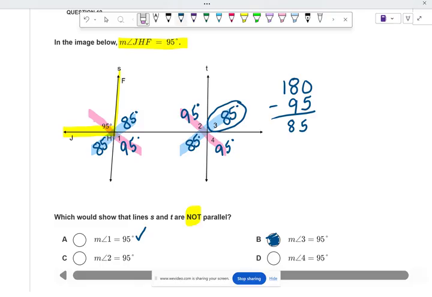All right, let's keep checking. Sometimes they let us pick more than one answer. C, measure of angle 2 is 95. Yep, that's true. And finally, measure of angle 4 is 95. That's also true. The only one that would not make the lines parallel would be B, measure of angle 3 is 95. And we're done.